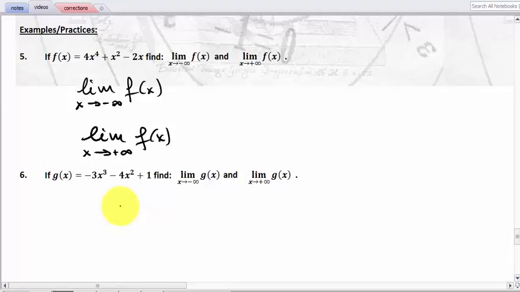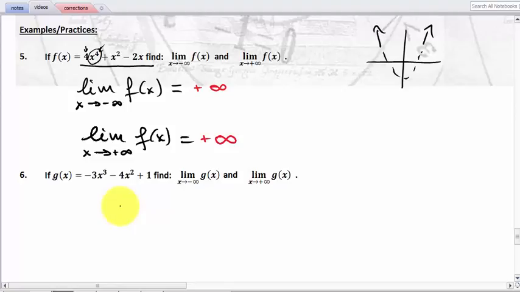Well, let's see. This is an even polynomial, right, degree 4, with a positive leading coefficient. So what am I thinking about? I'm thinking like a parabola concave up, like this. I don't know what's in the middle right here. Therefore, both limits will be positive infinity and positive infinity. That's the way you write it. Please do example number 6. Let me go over example number 7.